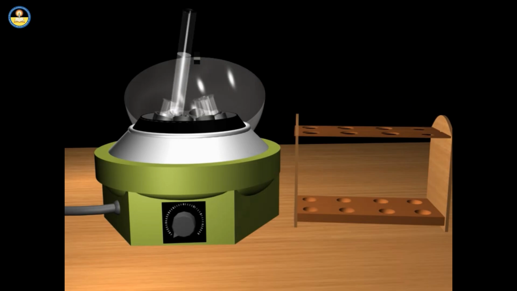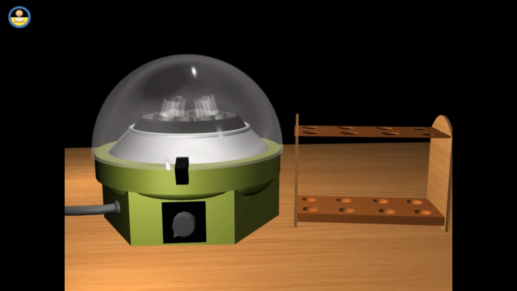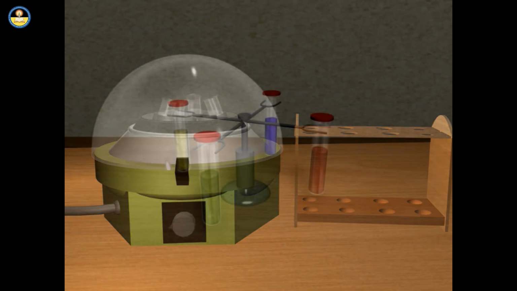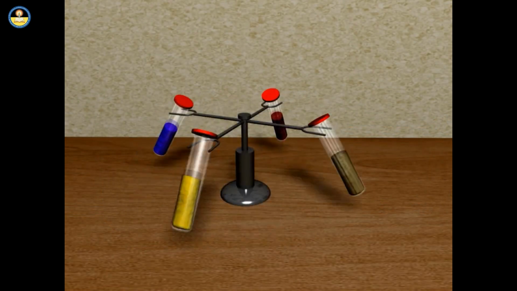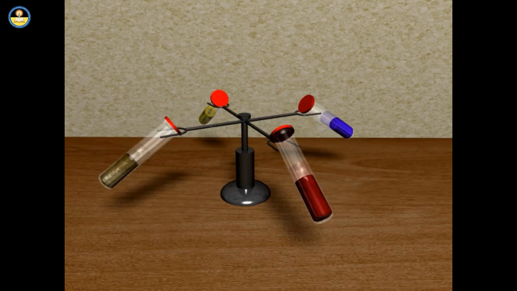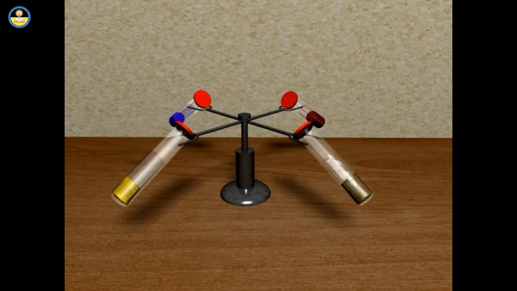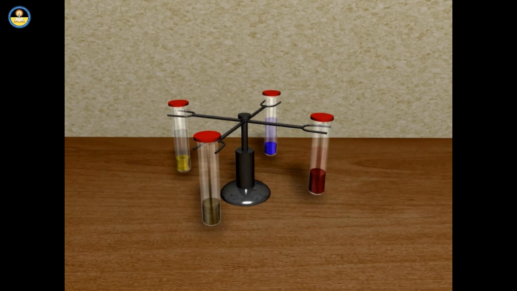Let us perform an activity to understand centrifugation. For this, we take 4 different test tubes containing blood, muddy water, calcium sulfide, and ink. When these are centrifuged at 500 rpm, we find that both centrifugal force and gravity act on them. When the machine is stopped, we observe that solid portion has separated from the solvent.